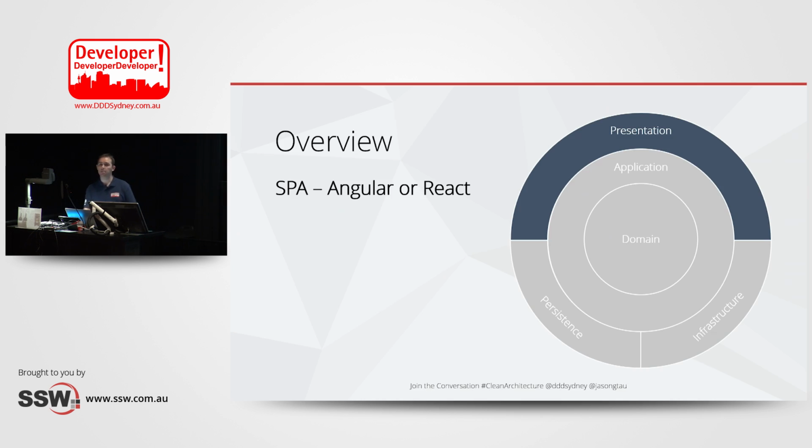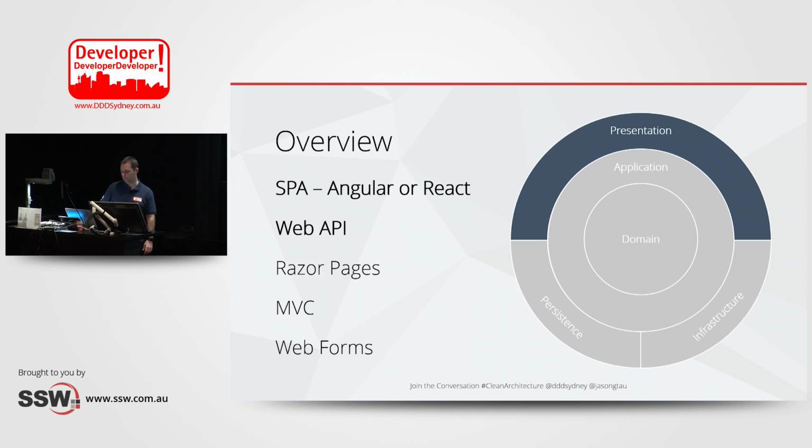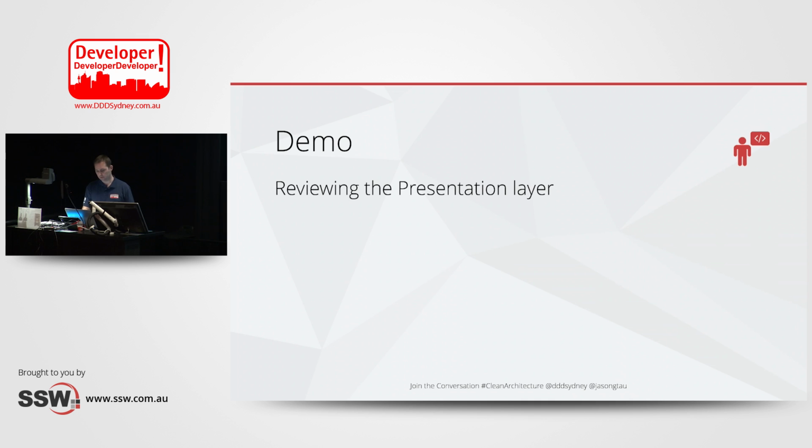So presentation layer can be whatever you want. It could be a SPA, an Angular or React application. It could be just a web API, as is the case currently with Northwind Traders. It could be a Razor Pages application, MVC, or web forms. In fact, it can be anything, like it can be a console UI, it can be a Windows service. The important thing is that what's in the presentation layer only has a dependency on the application layer, and that's where all the business logic is. So the UI really doesn't matter. We don't need it, except for users.